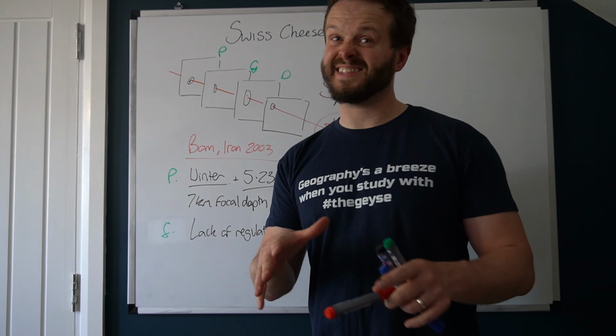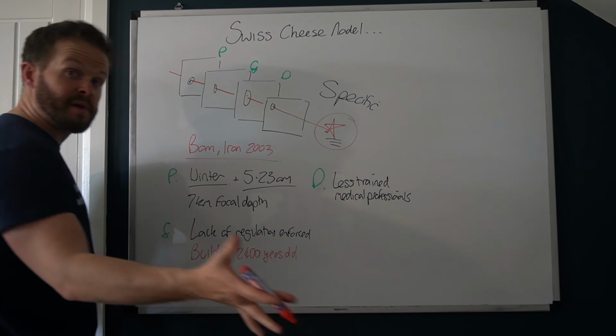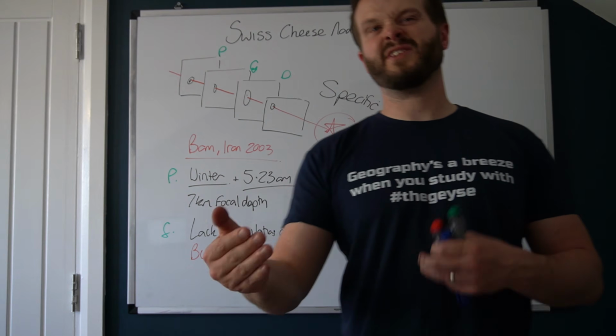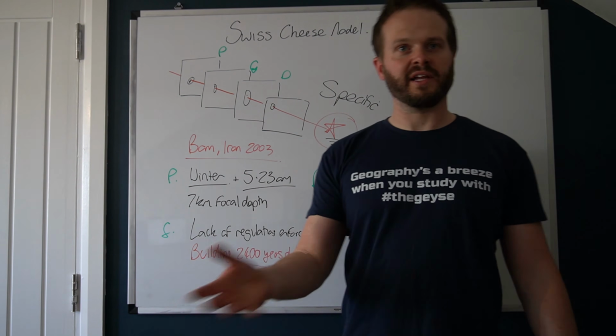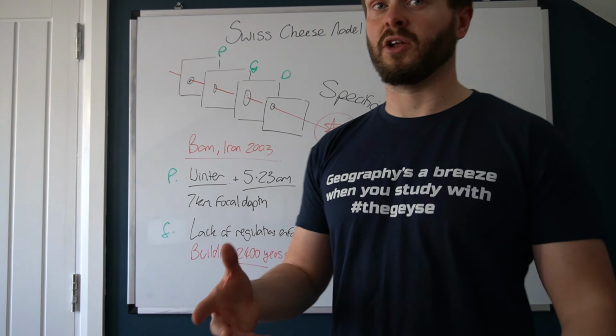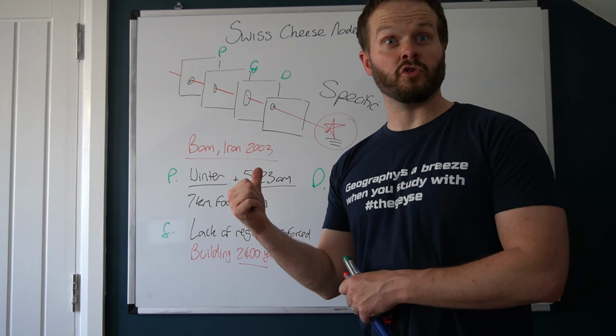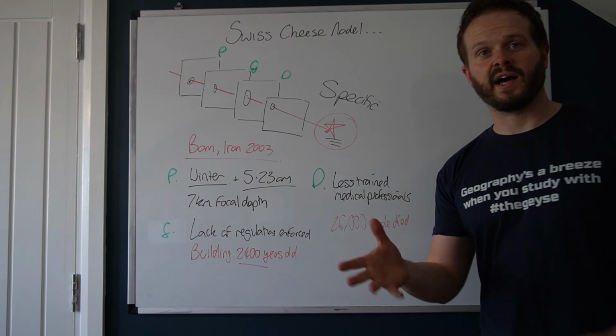But to be fair to this city, it was an ancient city, many of the buildings being 2,400 years old. So I don't think there was that much by way of building regulations or seismic technology in the past. The fact that it was an ancient city also compounded the degree to which they were vulnerable. And as a consequence of this, 26,000 people died.